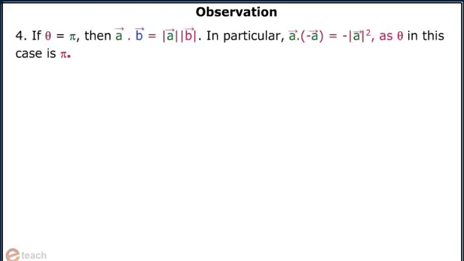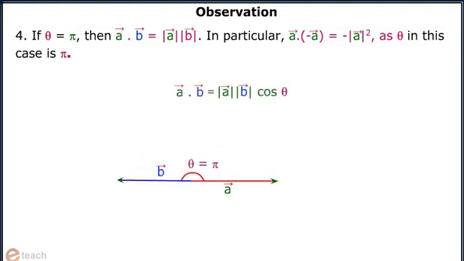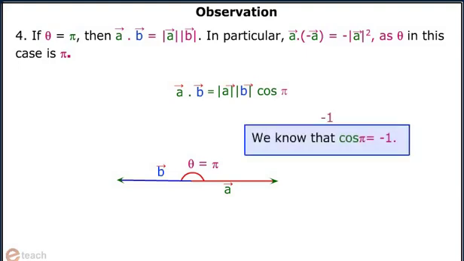Now, if theta equals pi, then a vector dot b vector equals negative of mod of a vector into mod of b vector. In particular, let us take a case. Let us take dot product of a vector and negative of a vector. It becomes negative of mod of a square, as theta in this case is pi, and we know that cos of pi equals minus 1.